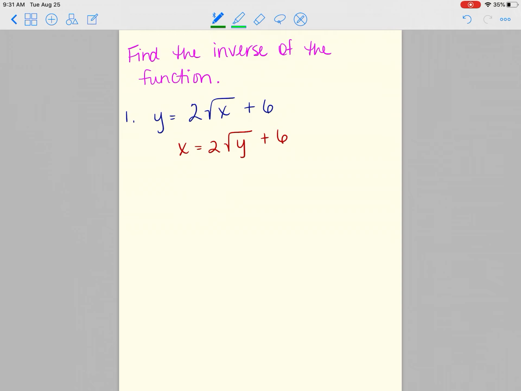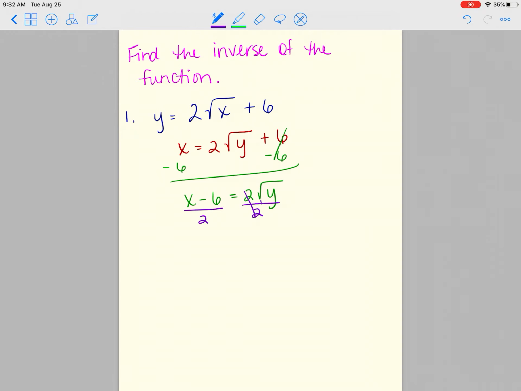So to do that with my order of operations, I've got to get rid of the 2, I've got to get rid of the square root, and I've got to get rid of the plus 6. So in order to get the y by itself, I can't divide by the 2 first. I have to do the addition and subtraction. So I'm going to subtract the 6 over first. I'm going to get x minus 6 equals 2 square roots of y. Okay, now I need, still trying to get that y by itself. Before I can get rid of the square root, I got to get rid of the 2. It's being multiplied, so I'm going to divide both sides by 2.